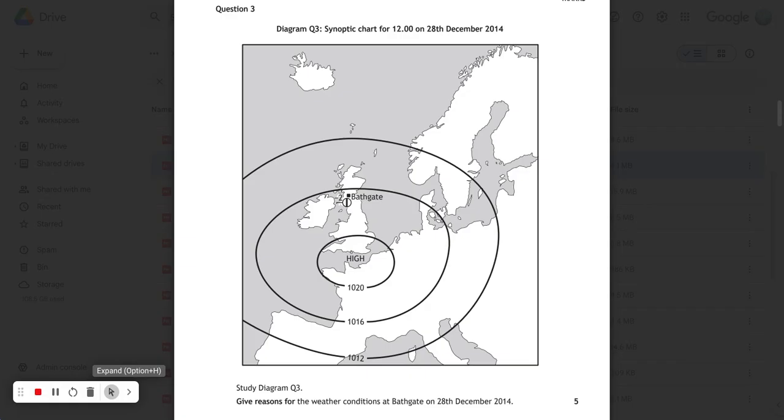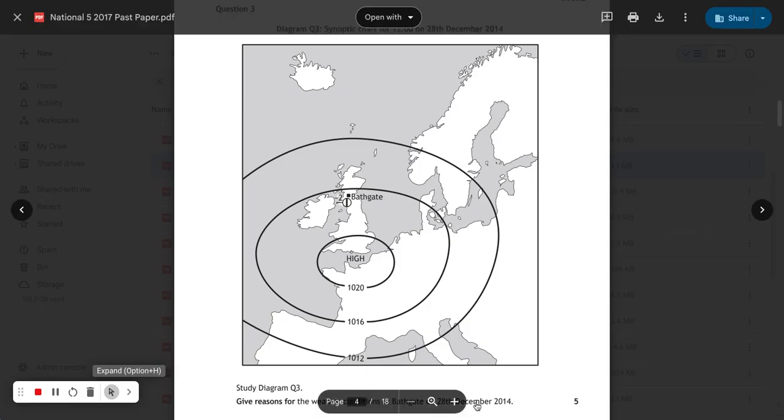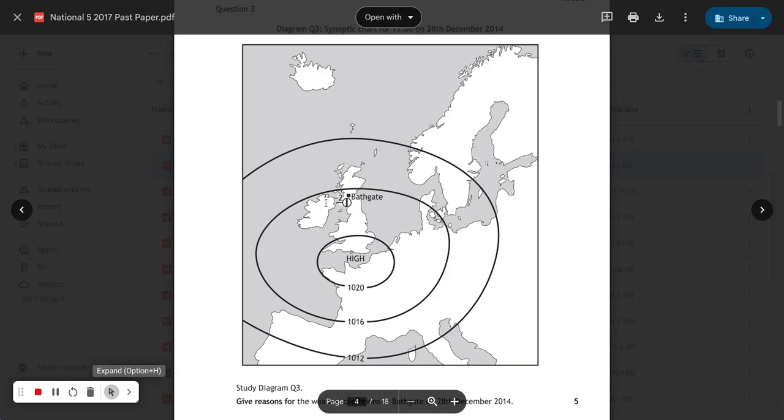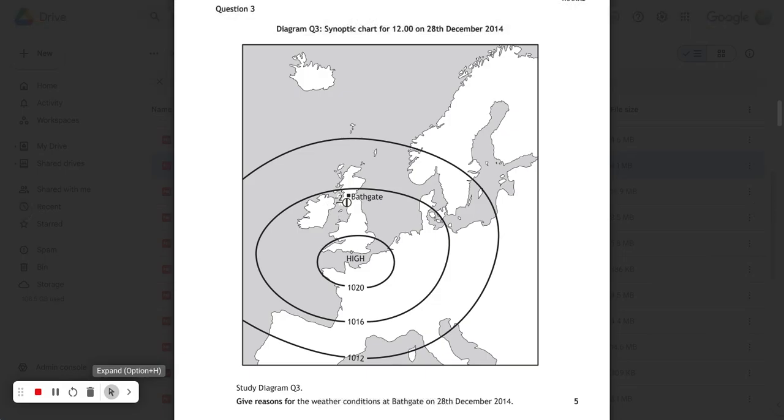Now that we've got a description, the question isn't actually asking you for describing this particular synoptic weather symbol, but what the question is asking you is to give reasons for the weather in Bathgate on the 28th of December 2014. And therefore, how can you give reasons without, first of all, knowing what the weather is? And that's where your knowledge of synoptic weather symbols is very important. So here's what you should be looking to write. You might choose to write these things down, but first to see how much you can remember, and then I'll go through all the possible points you could make that would get you a mark.